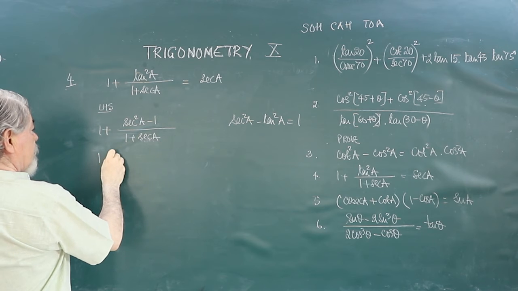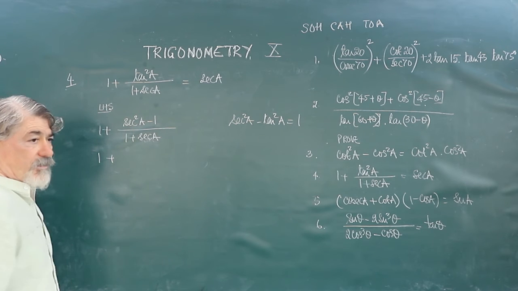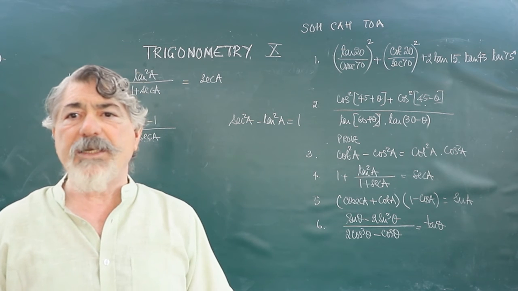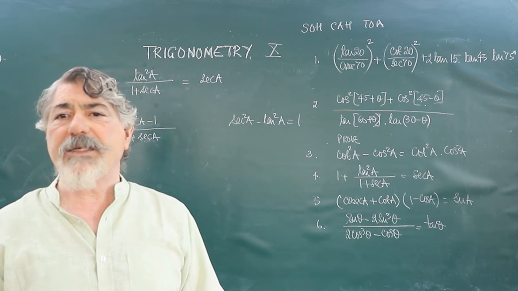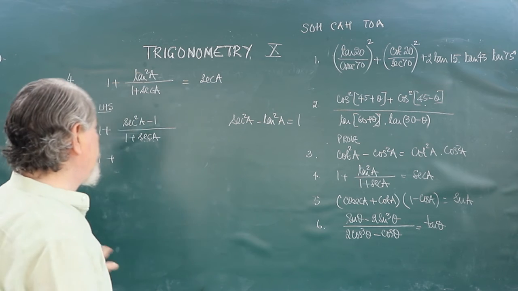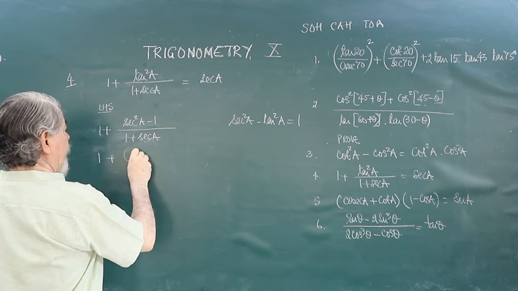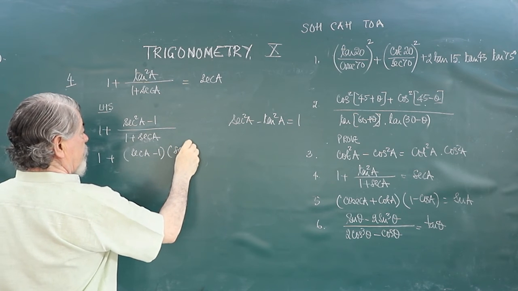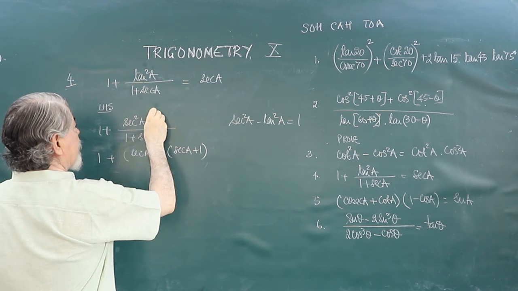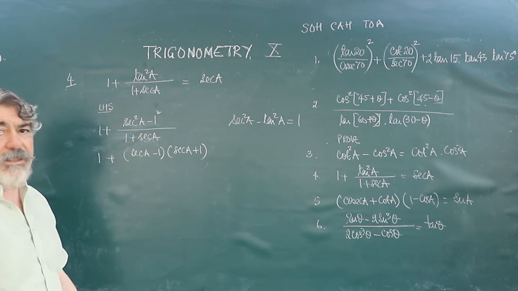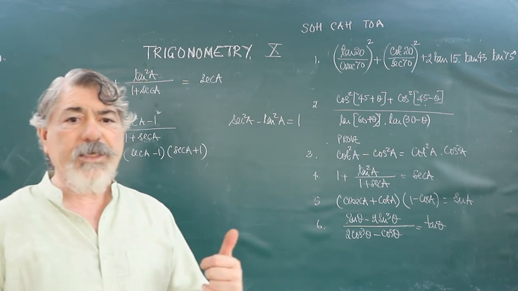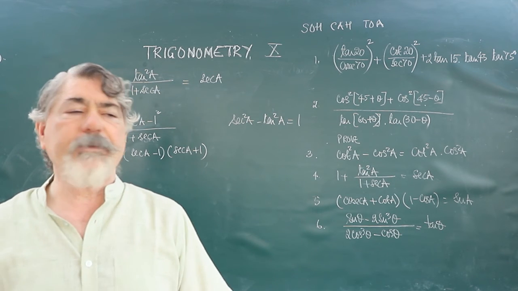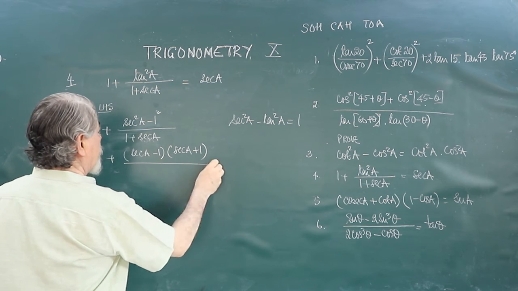Now the factors of this. What can be the factors of this? Sec A minus 1, sec A plus 1. A square minus B square has factors A minus B, A plus B. So I take two factors, sec A minus 1 and sec A plus 1. 1 can always be written as 1 square. So sec square A minus 1 square, sec A minus 1, sec A plus 1 upon 1 plus sec A.